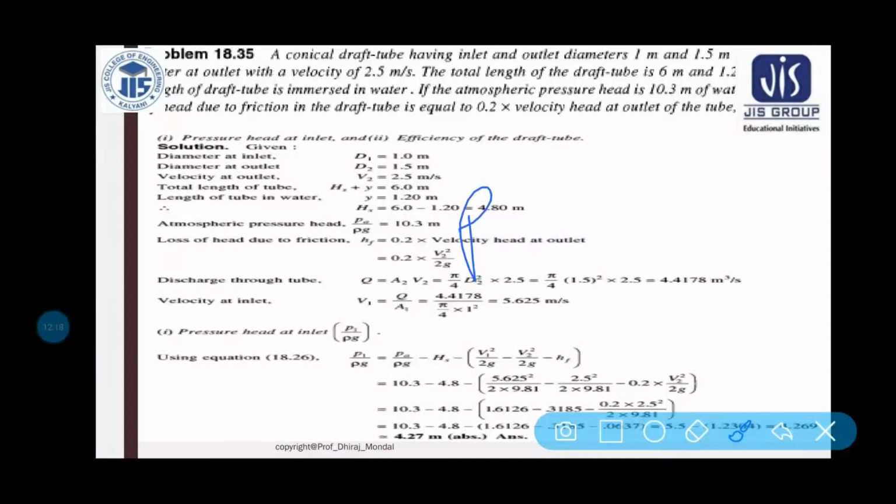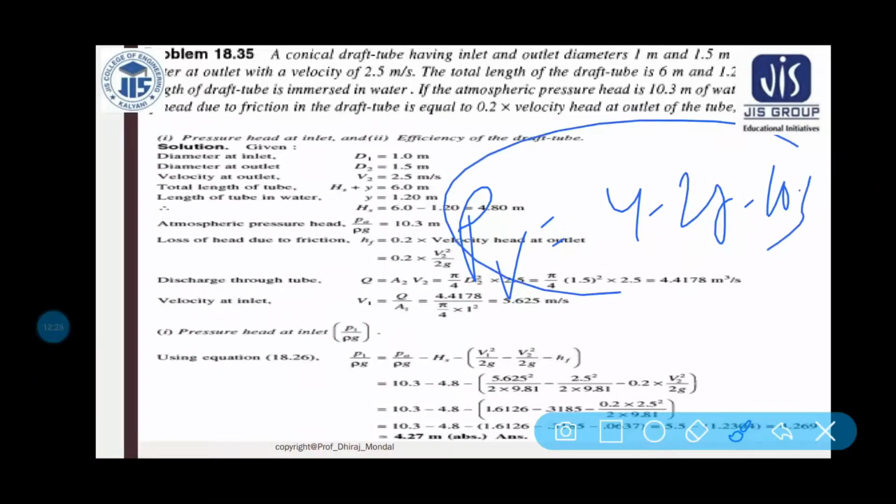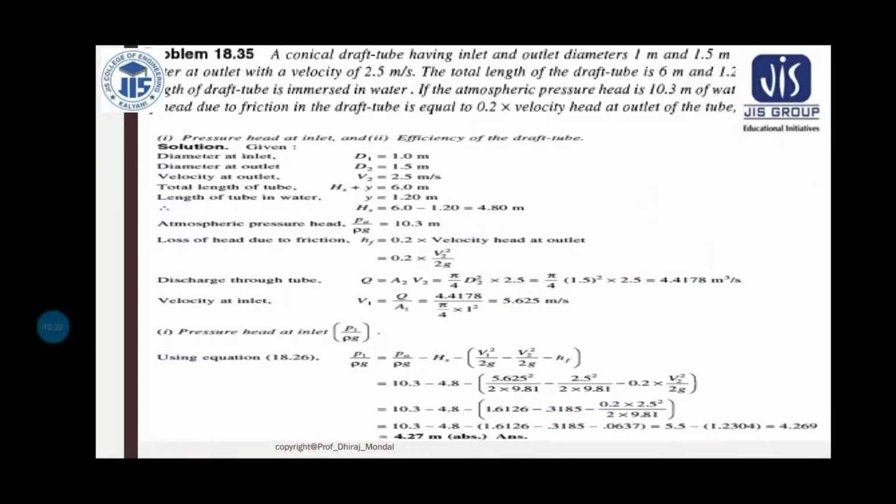So remember, this is your absolute. If you want to get the vacuum pressure, then 4.27 minus 10.3, that is the answer. So at the inlet of the draft tube you will always get vacuum pressure. Okay, so I think it is clear.